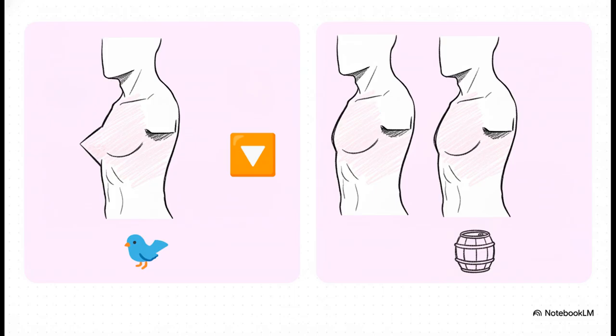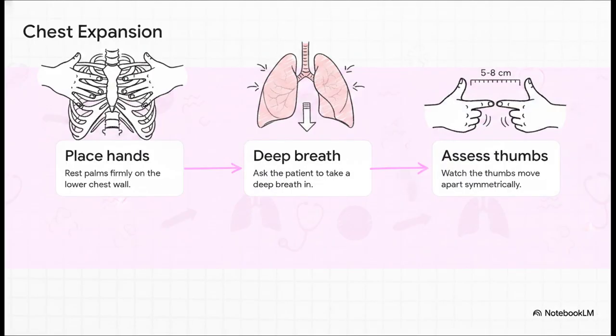A normal chest is elliptical, but a chest with a 1-to-1 front-to-back ratio, what we'd call a barrel chest, is a classic sign of hyperinflated lungs, which you often see in COPD. After we look, we touch. Palpating the chest lets us actually test expansion.